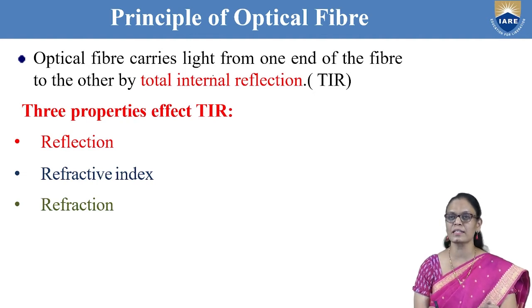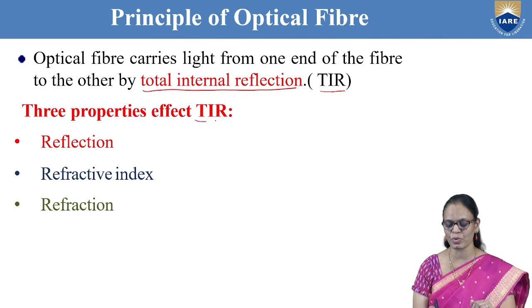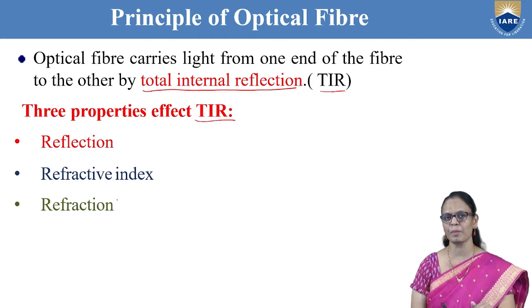Optical fiber carries light from one end to the other end by the principle of total internal reflection. In short form, you may also call it T.I.R. So T.I.R. stands for total internal reflection. And there are three properties that affect total internal reflection. So we are going to discuss very briefly these three properties.